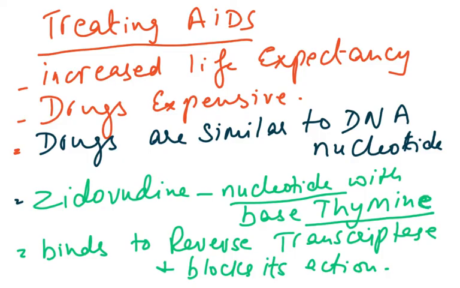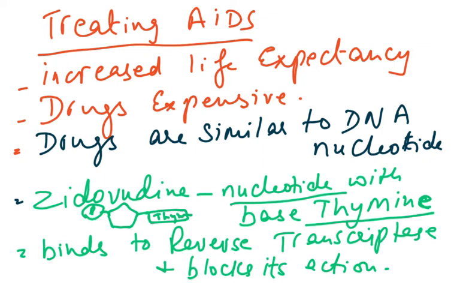Now, if you remember your DNA structure, deoxyribose has an organic nitrogen base, and this nitrogen base is going to be thymine, and it has a phosphate. This is what a nucleotide looks like. So we give them drugs which are nucleotides, but this is a faulty nucleotide.